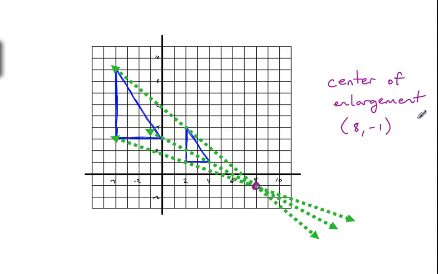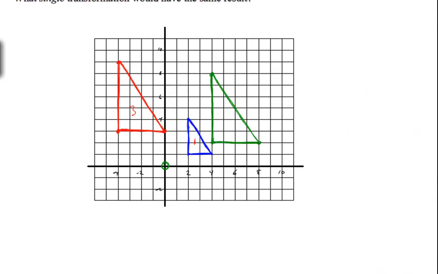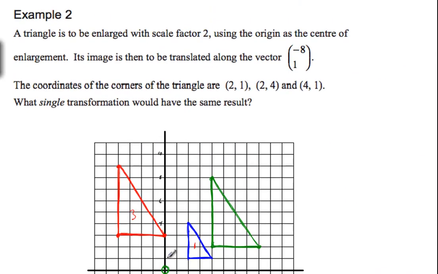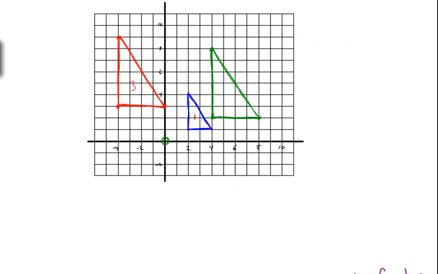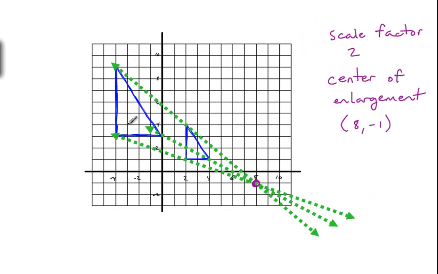Okay? So if we take this triangle, and of course it's still double what it was originally, if we enlarge with a scale factor of 2 with this center of enlargement, we will end up with the same image as if we did up here, which was enlarging about the origin and then translating. Okay, so one transformation can give the same change.